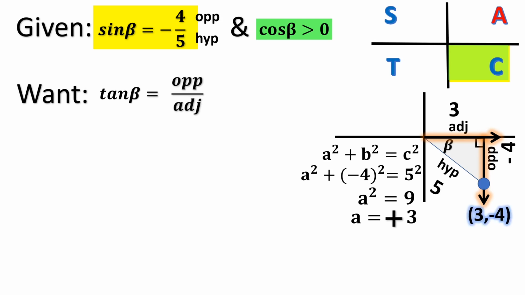Now that we know all 3 side lengths of the triangle, we can answer the original question, tangent of beta, which is opposite over adjacent. The answer is -4/3.